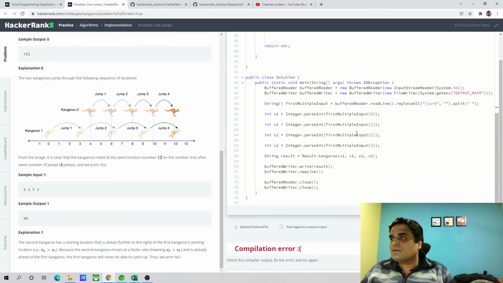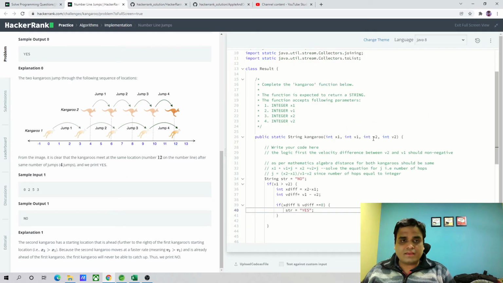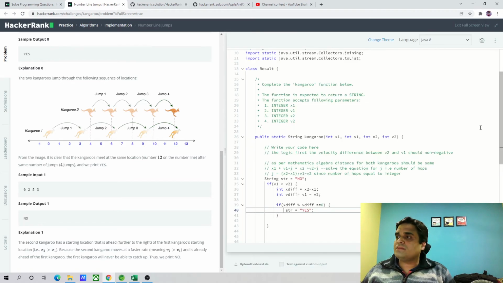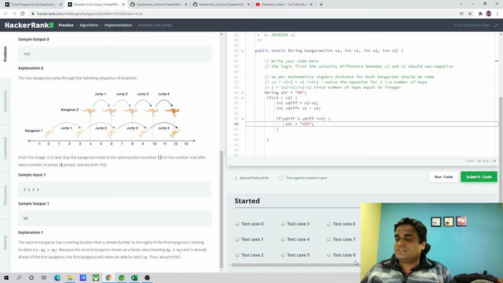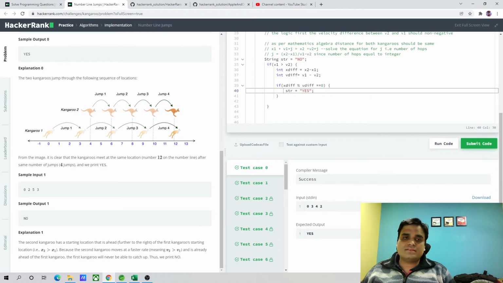It's saying compilation error. I forgot to put a semicolon. Let me put that and run again. Okay, the test case has passed. Let's submit and see what the response is for the other test cases. See, all the test cases have passed.